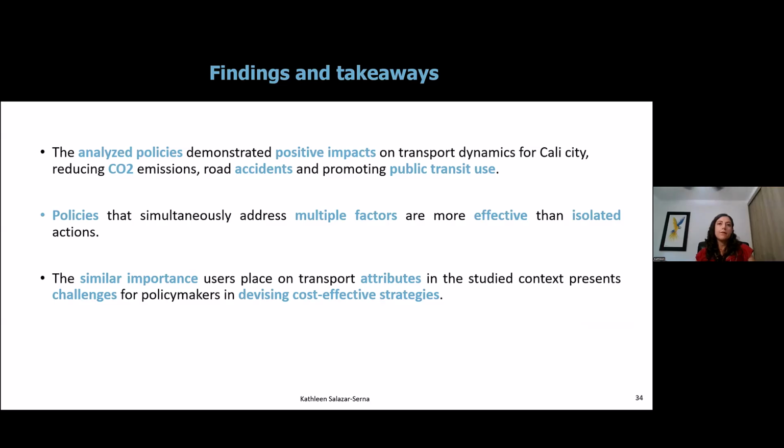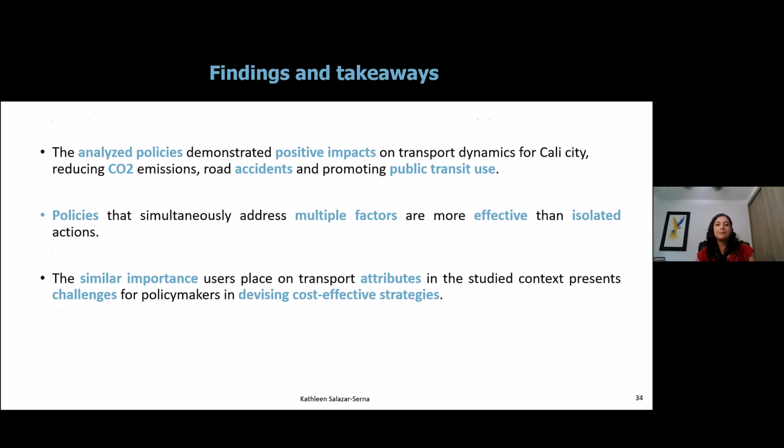But these results make it more difficult for policymakers to devise better strategies, because they need to find what are those that are having better impacts, and with a cost-benefit analysis, what are better to invest in.